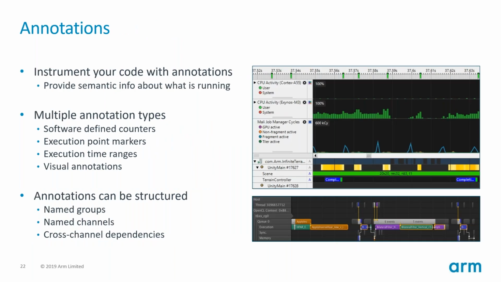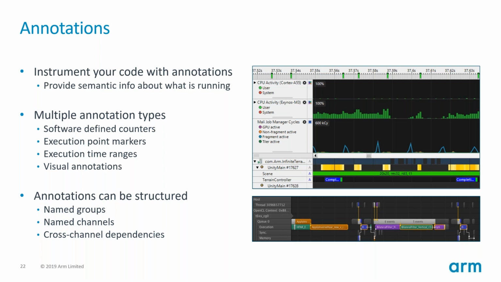Finally, we have annotations. So these are software-generated events that can be used to instrument the code and provide more semantic information about what's running, which you can view on the timeline. There are multiple different types of annotation that you can generate. The first one is a software-generated counter, and this would show up as a graph on the timeline view. The second one is an execution point marker. This shows up as the marks along the top of the time track, which are in green in this particular case. So this could indicate frame boundaries, for example.